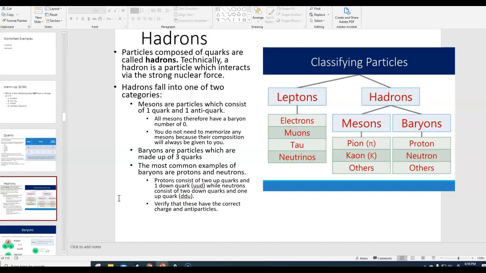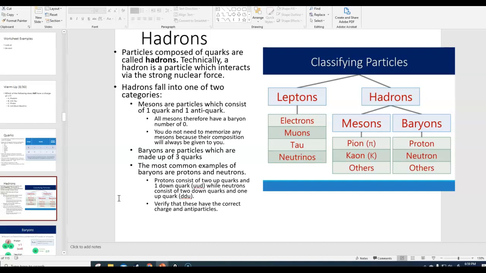Mesons and baryons. A meson is a particle which consists of 1 quark and 1 antiquark. What that means, by the way, is since all quarks have a baryon number of 1/3 and all antiquarks have a baryon number of -1/3, mesons have a baryon number of 0. You can also think of it as a meson is not a baryon and therefore has a baryon number of 0. You do not need to memorize any mesons because their composition will always be given to you on any IB exam question.